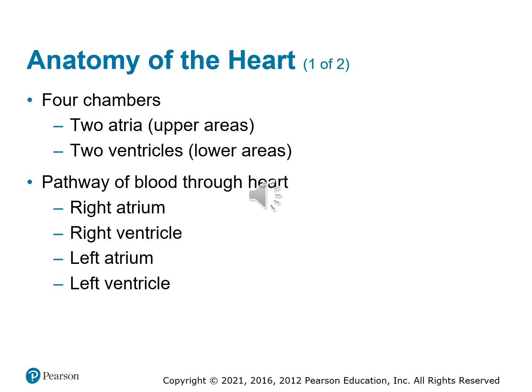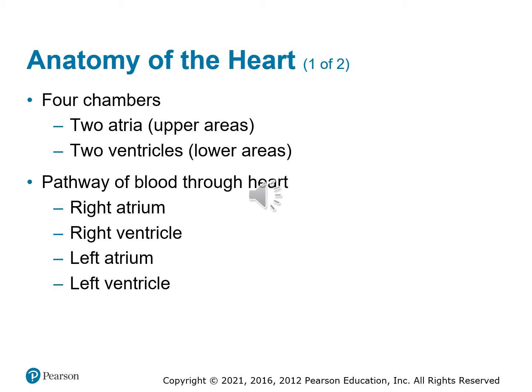Looking at the heart, you have 4 chambers, 2 upper chambers and 2 lower chambers. Now the upper chambers are called atria and the lower chambers are called ventricles. The atria are a little bit smaller, the ventricles larger, and the ventricles have a much thicker muscle mass. This is because the ventricles really have to push hard in order to send the blood out to the lungs and to force the blood out to the rest of the body.